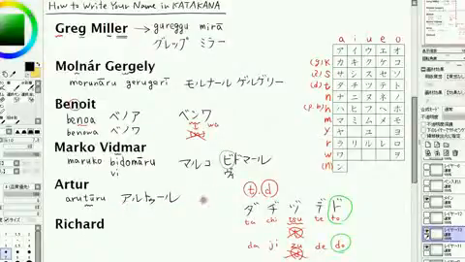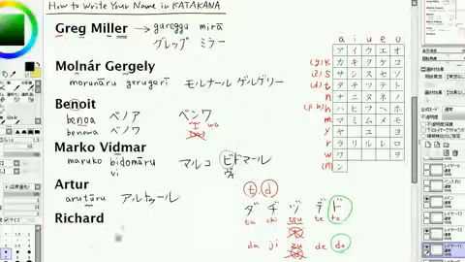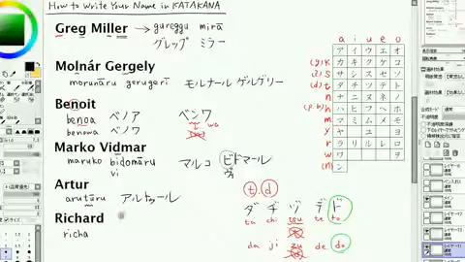Okay. Now finally, let's go to Richard. Hi, Richard. So the first one is RI, of course, and CHA is okay. And here is what is important again. If we go with the rules I've explained earlier, that will be actually RU, DO, right? So that will be Richarudo.